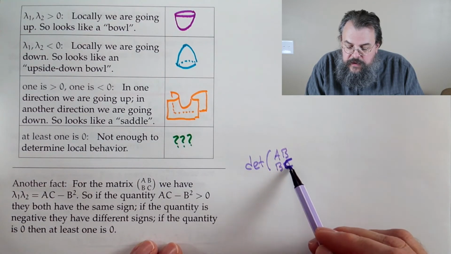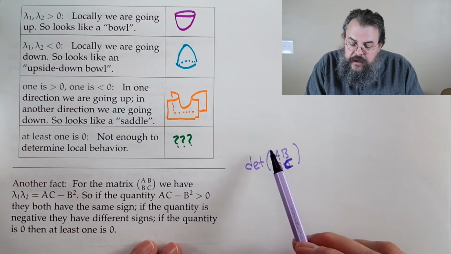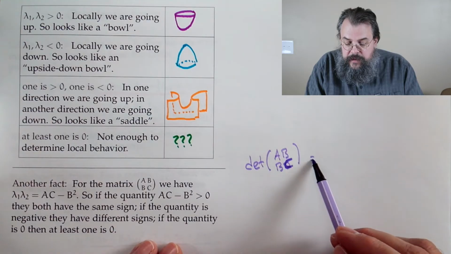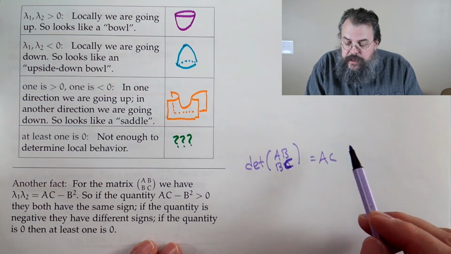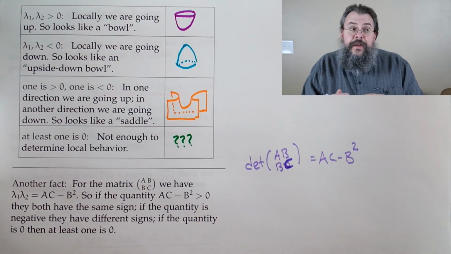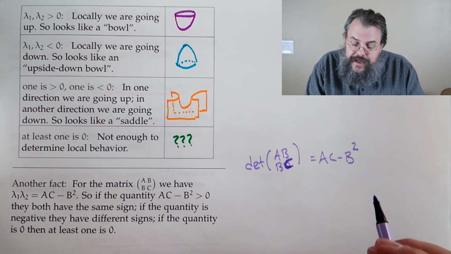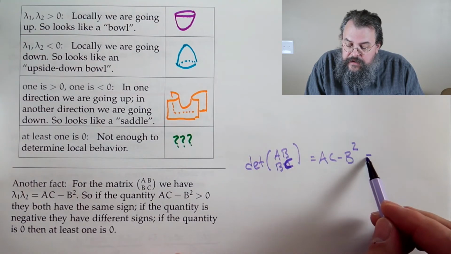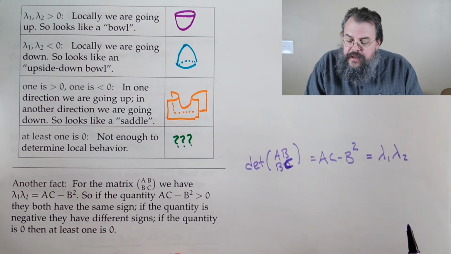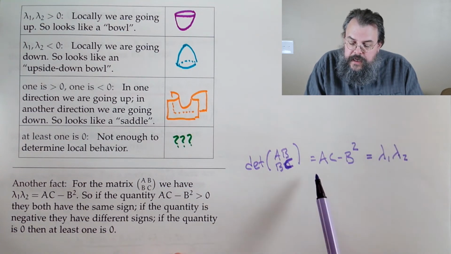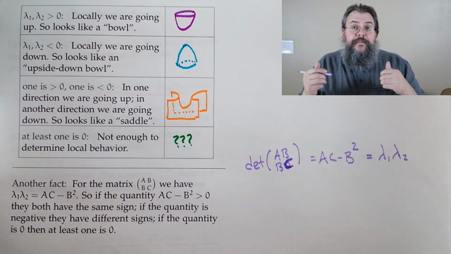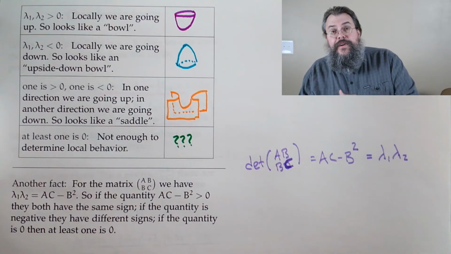The way you take the determinant is for 2 by 2, you take the diagonal going down, so that would be A times C, subtract the diagonal going up, B times B, B squared. Well, it turns out that this quantity is also equal to the two numbers we're interested in multiplied together. So if we look at AC minus B squared, we can at least answer the question, do things have the same sign or do they have different signs?